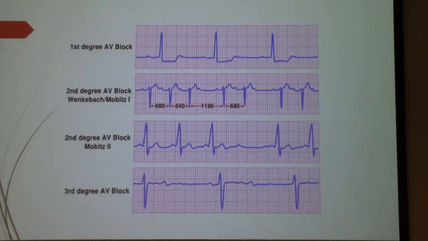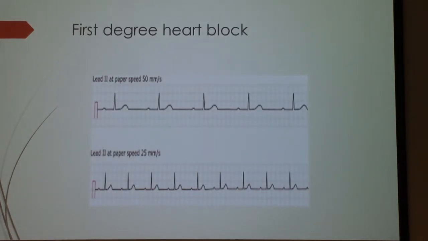So we're going to look at the 4 main blocks here. The big thing to remember with blocks is that it's all about the rules. We're looking at our P wave and our PR interval. That's really going to be your deciding factor as far as what type of block you have. So we'll start with our first degree heart block.